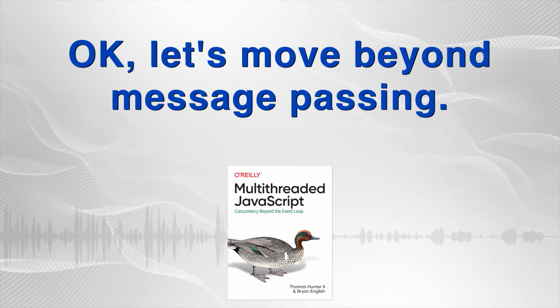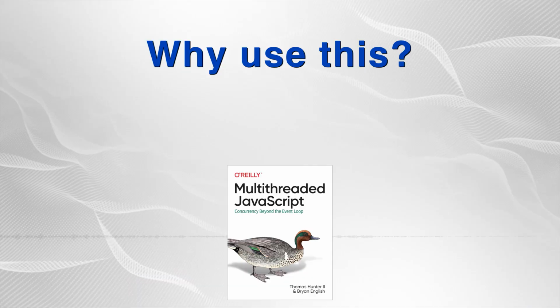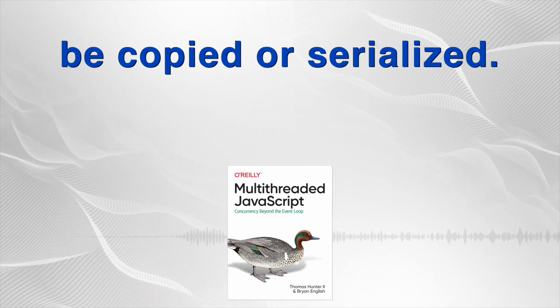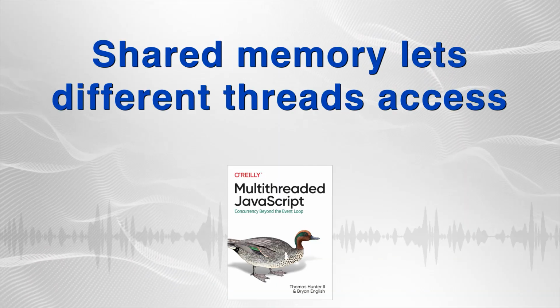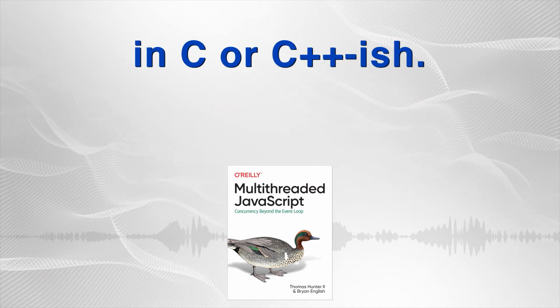Okay, let's move beyond message passing. Chapter 4 discusses shared memory. Why use this? Message passing is safe, but can be slow because data needs to be copied or serialized. Shared memory lets different threads access the exact same data directly, like in C or C++.